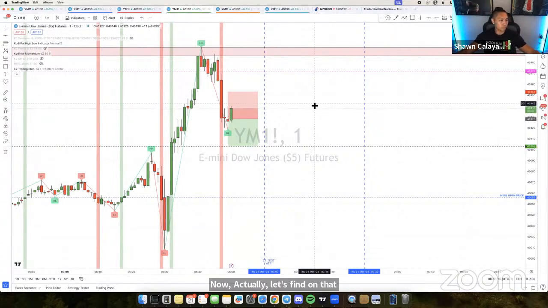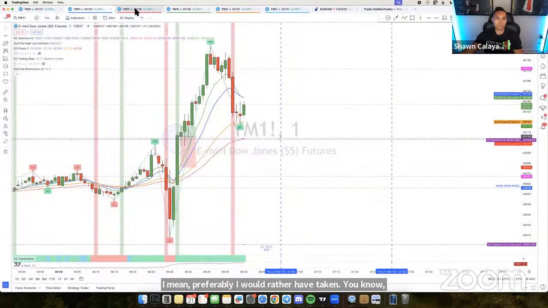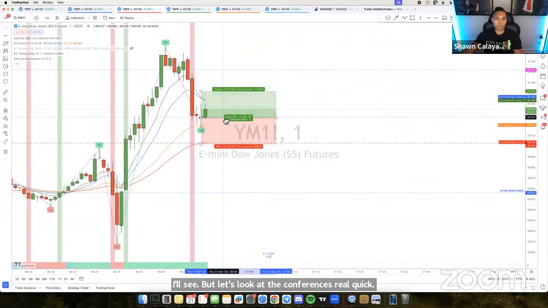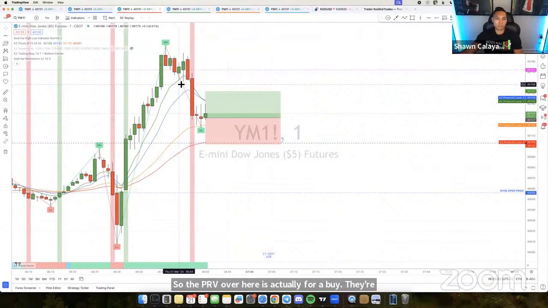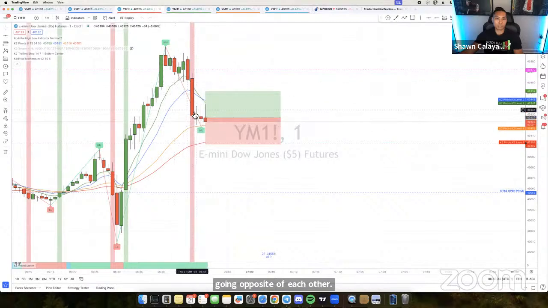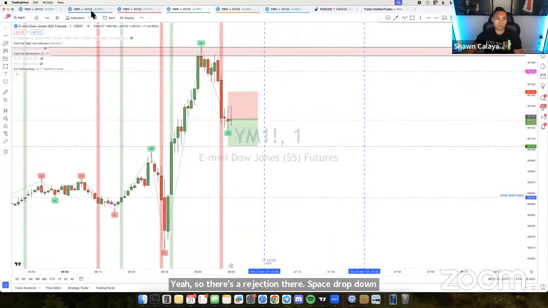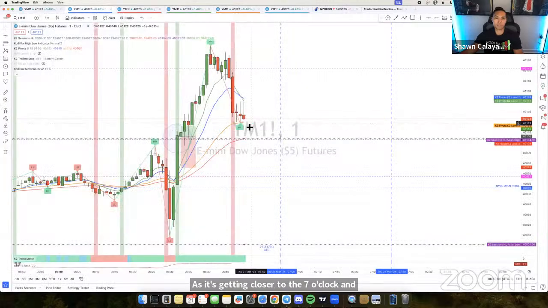Preferably I would have rather have taken it earlier, obviously, but let's look at the confluences real quick. So the PRB over here is actually for a buy. They're going opposite of each other. Yeah, because there's a rejection there. There's just not really much volatility right here. Price is kind of slow as it's getting closer to the 7 o'clock news. We're about 10 minutes away from the 7 o'clock news.